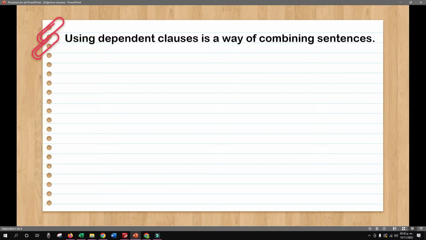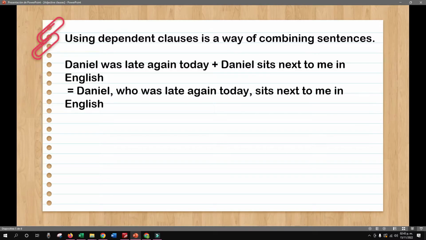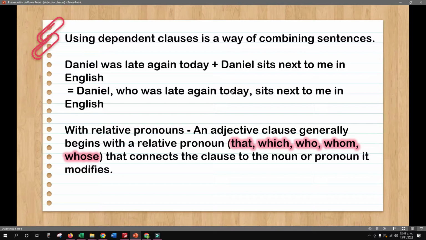So, using dependent clauses is a way of combining sentences. Daniel was late again today, right? Plus, Daniel sits next to me in English. So you're adding extra information and almost combining those sentences. You can say Daniel, who was late again today. That is what? The adjective clause. Sits next to me in English, right? So you are combining those sentences.